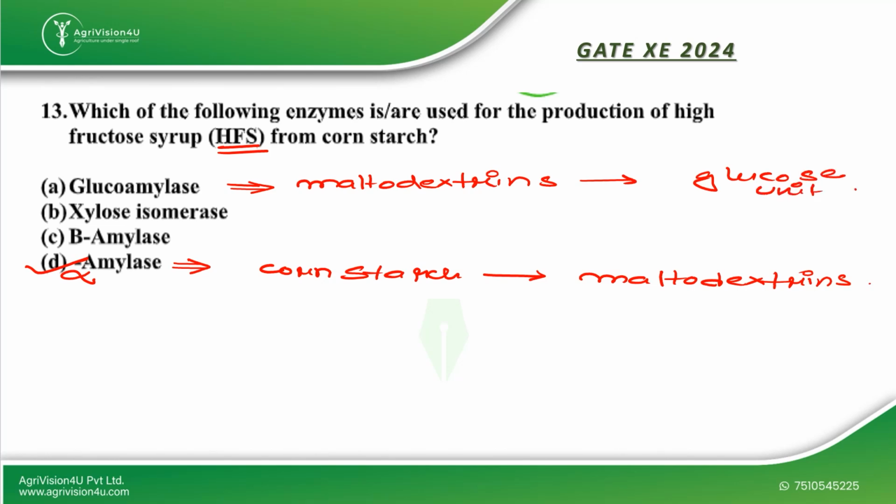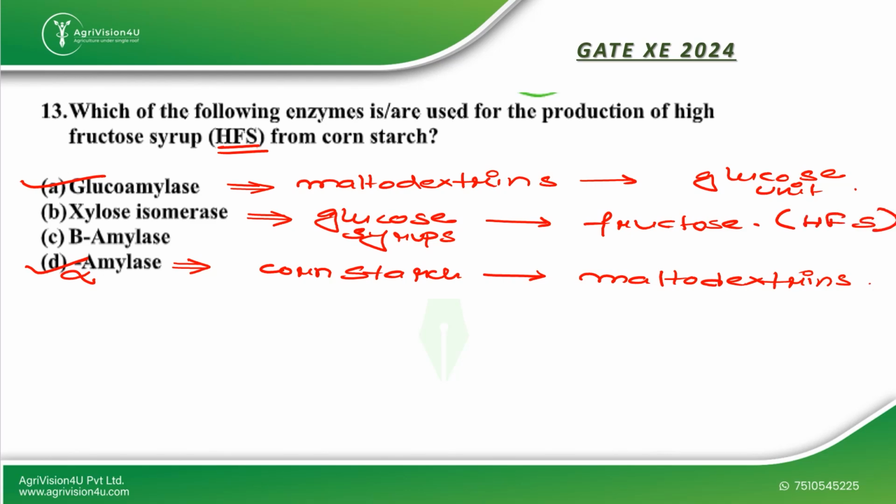And then it converts the maltodextrins into glucose syrups. And then xylose isomerase converts this glucose into fructose. So basically it changes a portion of glucose in the syrup into fructose, which creates the high fructose syrup, that is HFS.